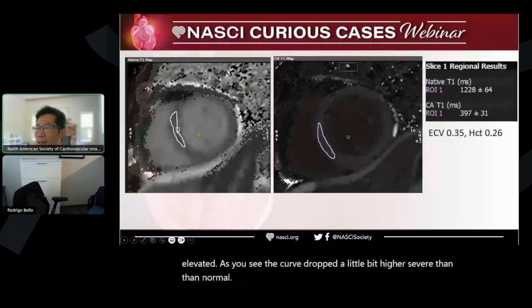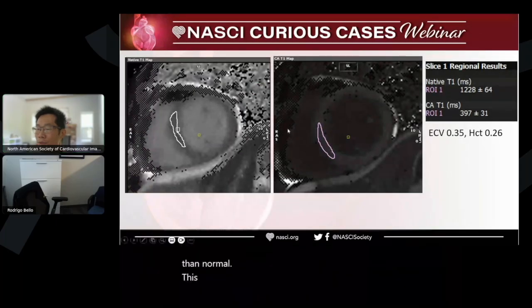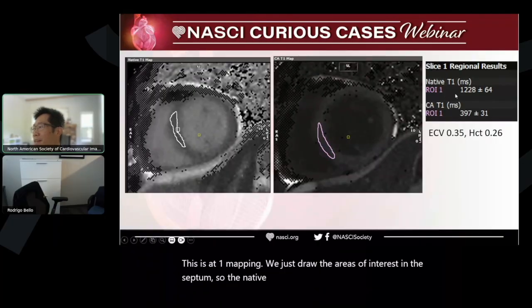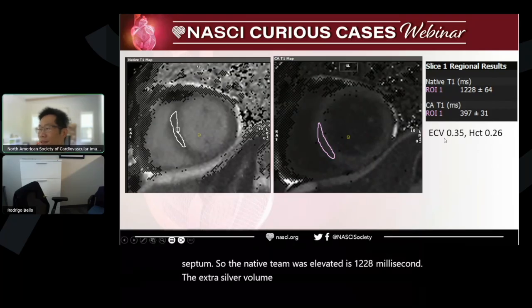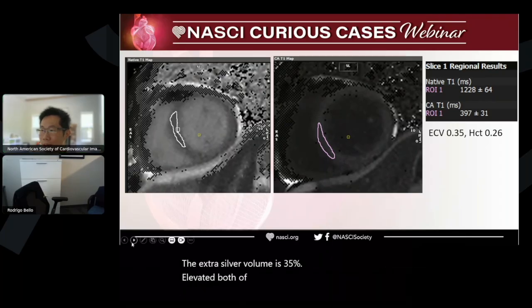This is a T1 mapping. We just draw the areas of interest in the septum. The native T1 is elevated, at 28 milliseconds. The extracellular volume is 35%. Elevated, both of them. Great.